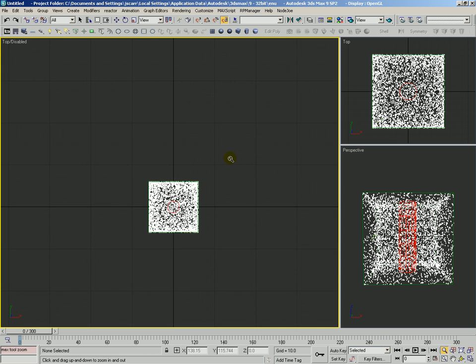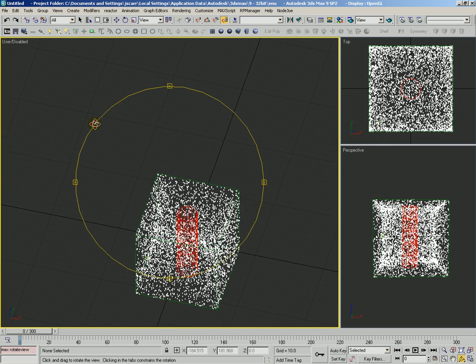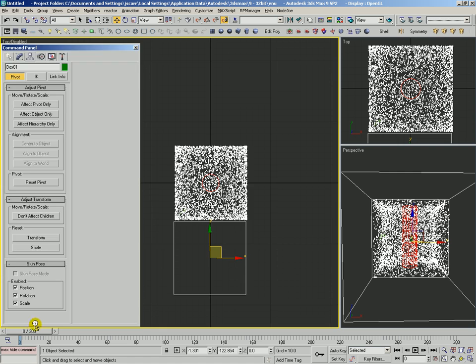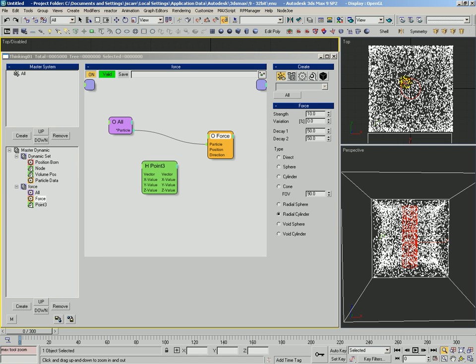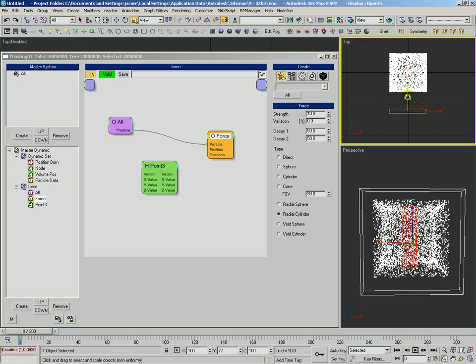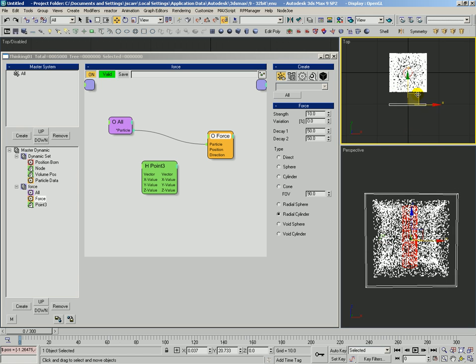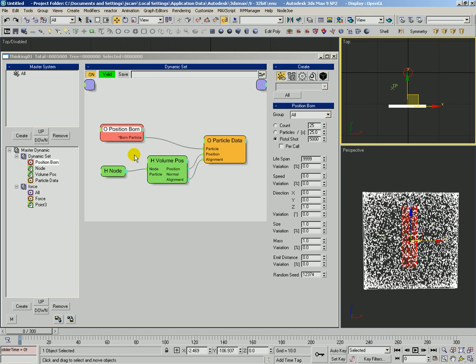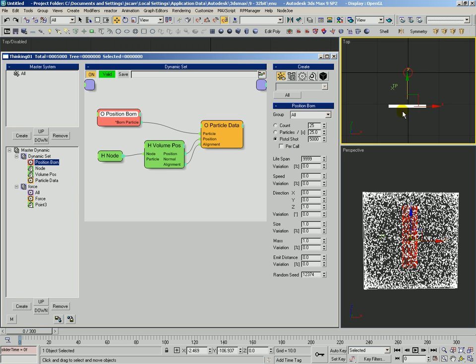Anyway, to do that, we're going to set up a different type of birth system. We're going to go ahead and use this box that we've created. We're going to come out here, and actually let's do this. Let's go ahead and just scale it. And let's scrub to update, and then we want our particles to be moving.